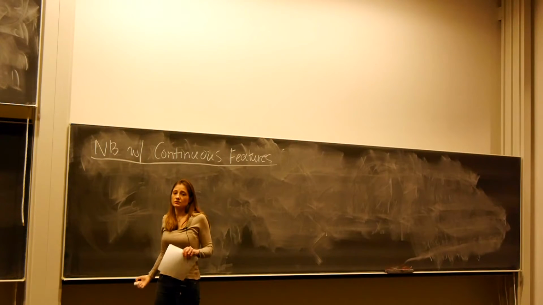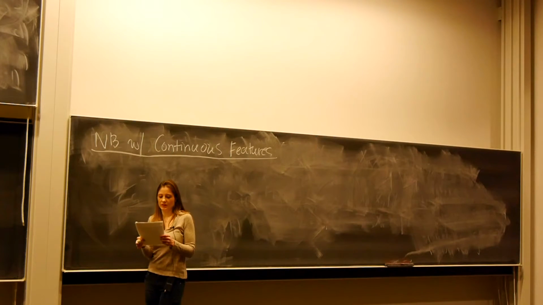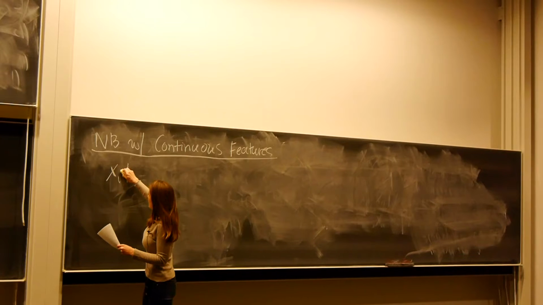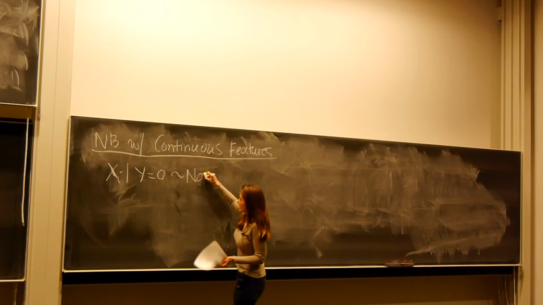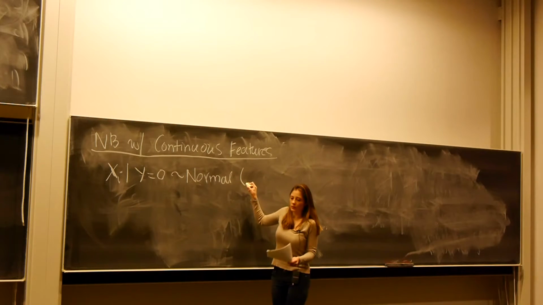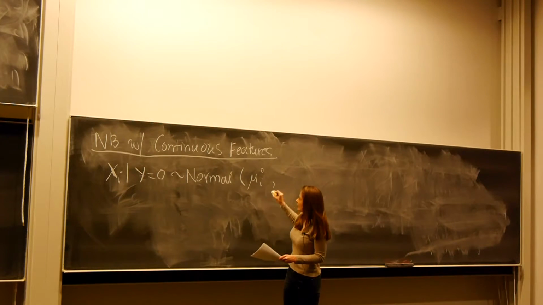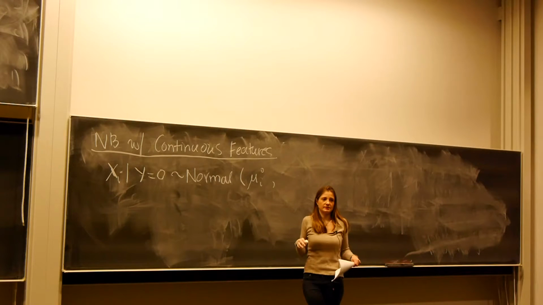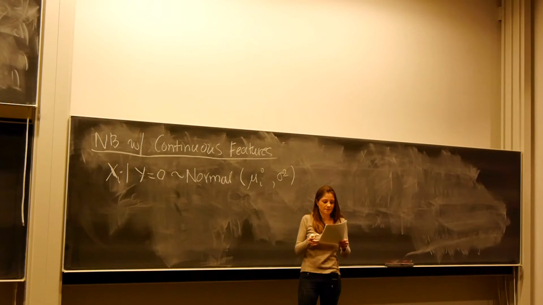Okay, so in this case, let's use the Gaussian distribution because it's a pretty common distribution. So let's assume that xi given y equals 0 is distributed according to a Gaussian or normal distribution with a particular mean. And let's assume that the variance is fixed. So we just specify the variance. Like let's say it's 1. But I'll write sigma squared just because you can specify any variance that you want. But we won't worry about estimating that.